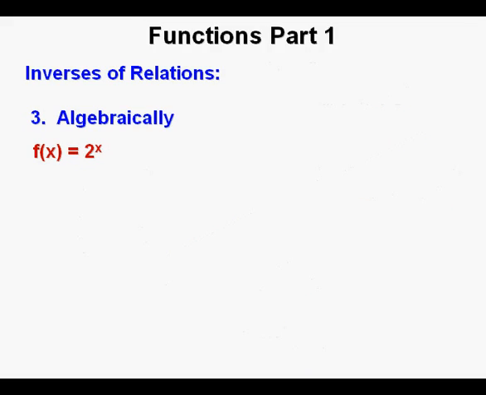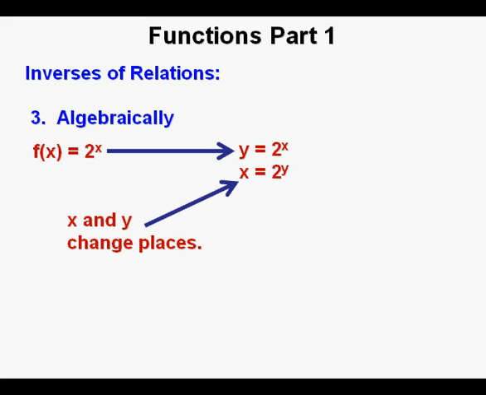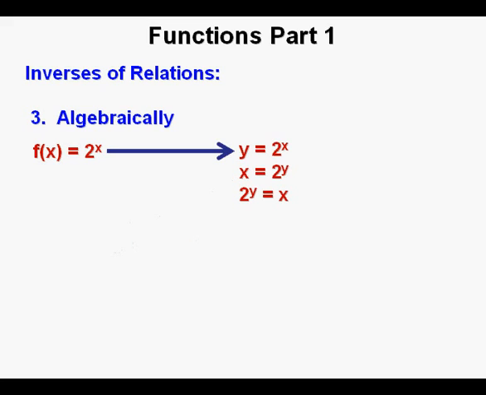We'll look at another function. It's the same function we saw represented by data earlier in the lesson, and that function is f of x equals 2 to the power of x. We rewrite the function in y's and x's and get y equals 2 to the power of x. Next, we change the places of the x and the y, so we have x equals 2 to the power of y. Next, we use the symmetric property of equality and rewrite the equation as 2 to the power of y equals x.